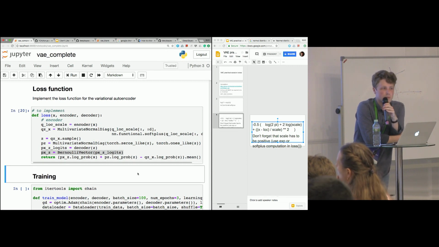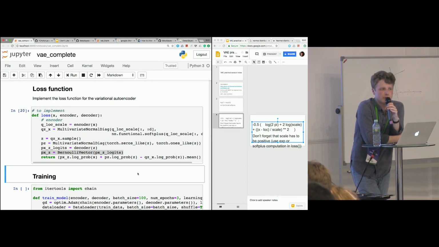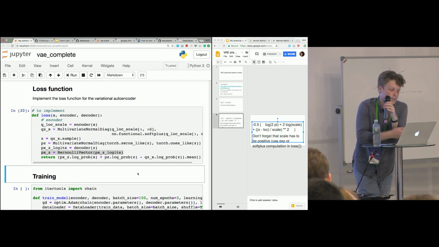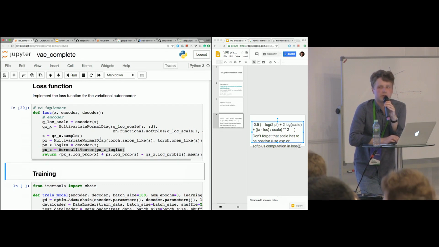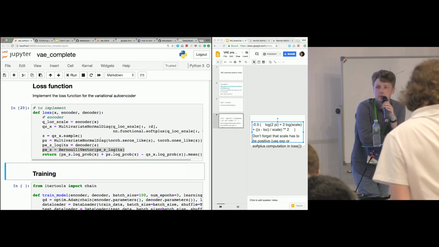Yes? Of course, I'm going to publish this notebook with all the cells filled in. And then after, yeah, question?